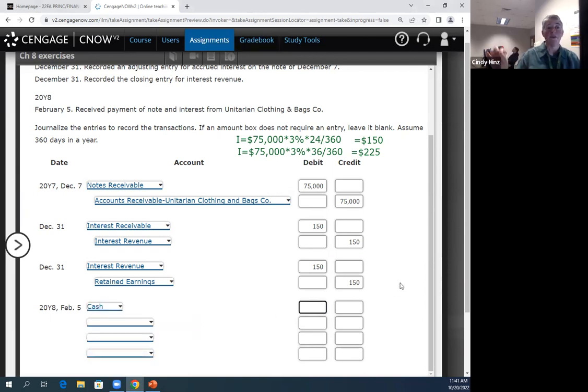They're going to pay us the principal, $75,000, plus the interest from December, $150, and the interest from January through February 5th. So that's a total of $375 in interest plus the principal. The maturity value is $75,375.